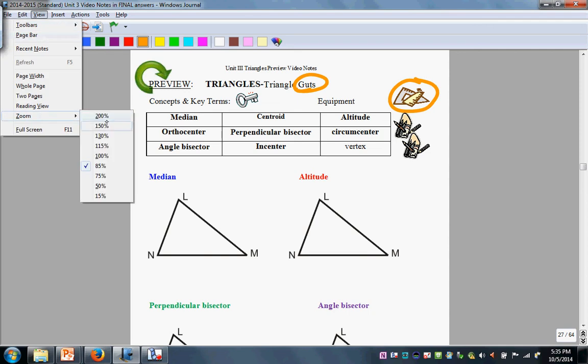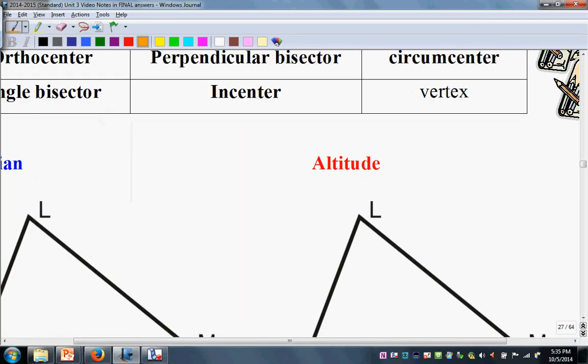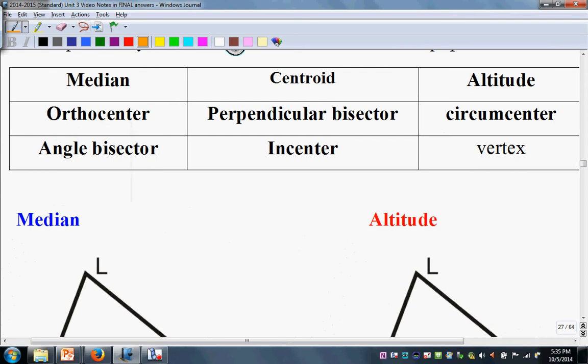Here's our new terminology today. Something called a median, centroid, altitude, orthocenter, perpendicular bisector, circumcenter, angle bisector, incenter, and a vertex. Now I'd like you to go back and circle the ones you've absolutely never heard before. I'm going to be looking for that when I grade this.